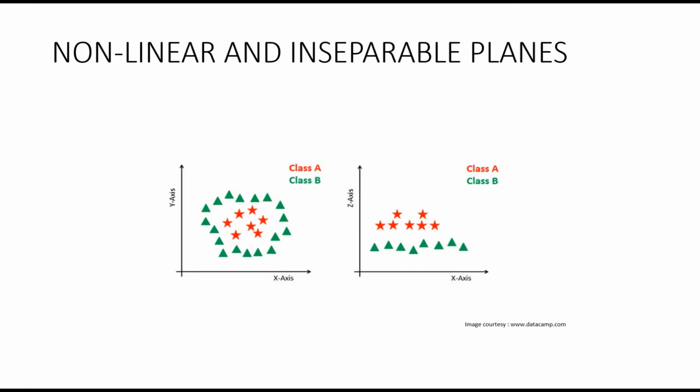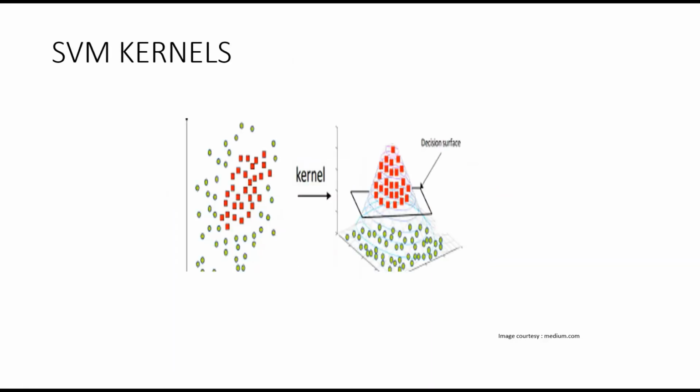Now we will understand different SVM kernels. What are SVM kernels? The SVM algorithm is implemented in practice using a kernel. A kernel transforms an input data space into a required form. SVM uses a technique called the kernel trick.